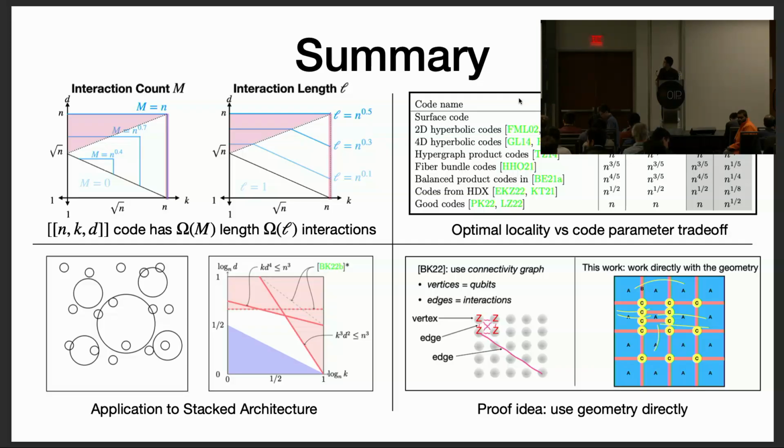So your question is, our definition of long interaction depends on the embedding, and what about other embeddings? Is there some universality with respect to a different embedding? So I think our results say that if you have an NKD code, then no matter what your embedding is, you need to have many long interactions. I don't know if that answers the question. Yeah. Thank you.